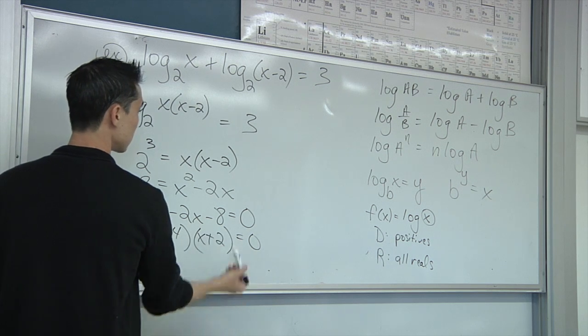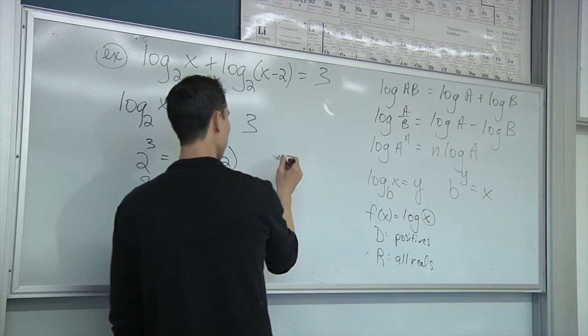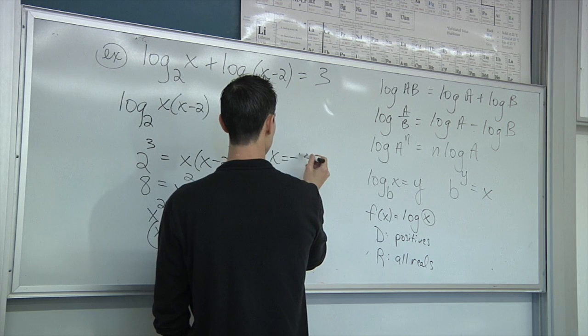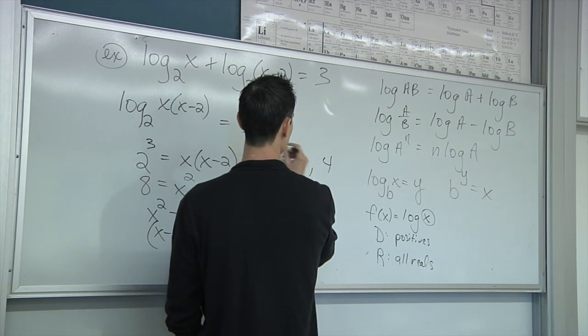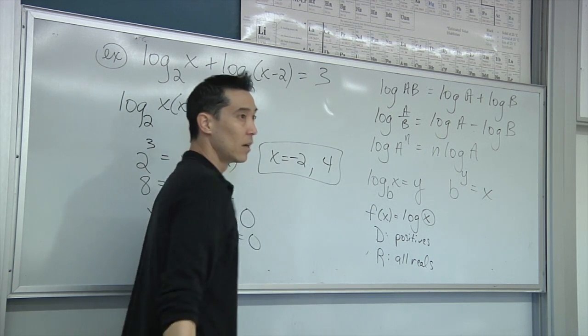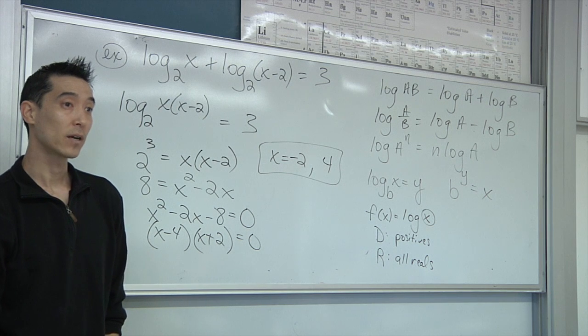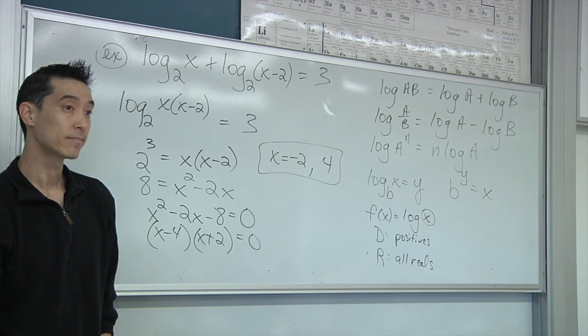Great. So I have two potential answers. What are my potential answers? Negative 2 and 4. Do both of those answers work? You don't know until we put it in.